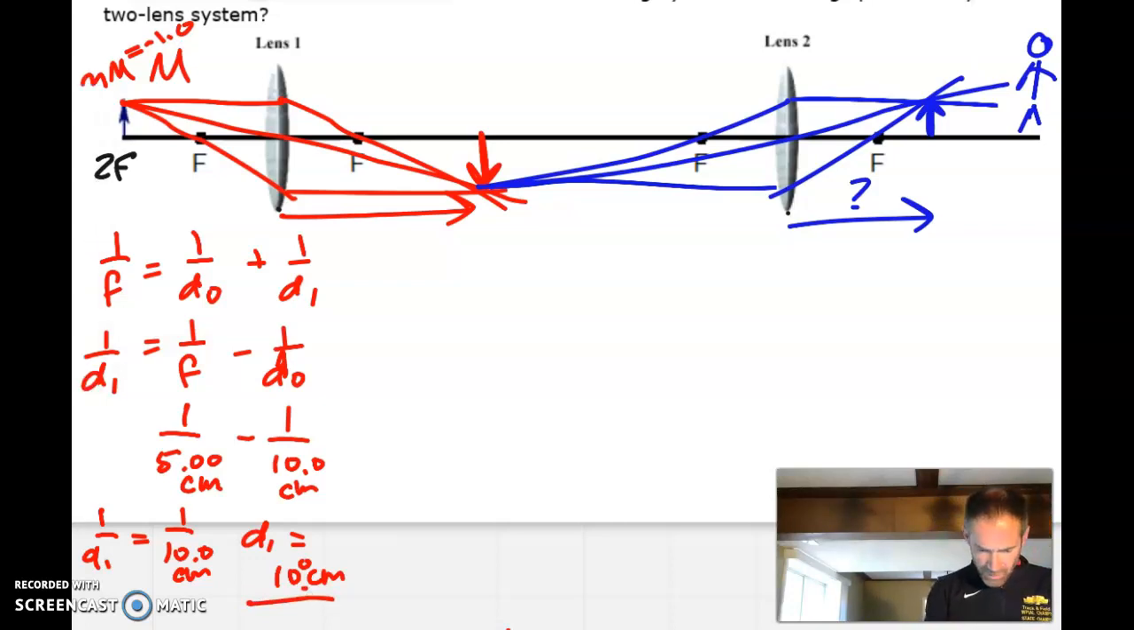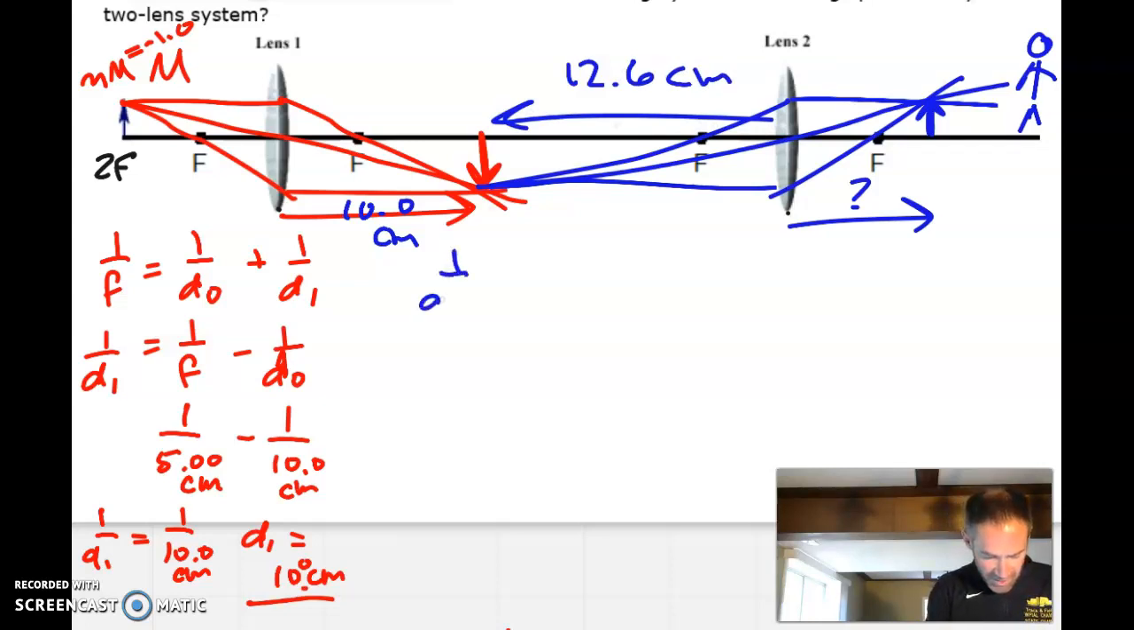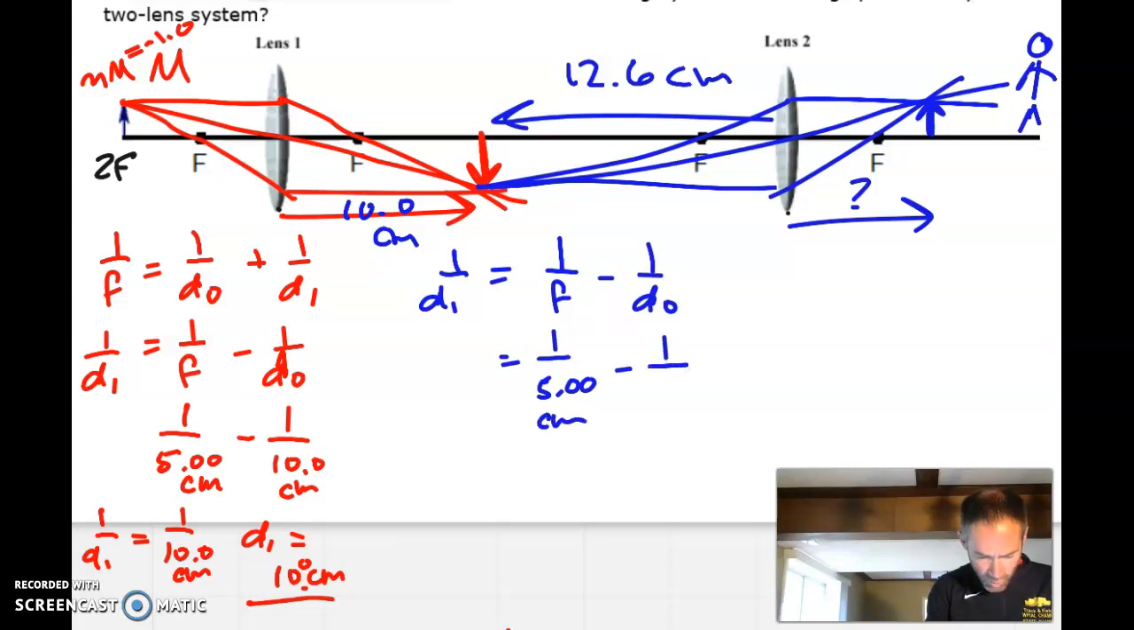Then I'm going to do the same thing over here. So now this distance is 10 centimeters. That means this distance right here is 22.6 minus 10, which is 12.6. Now that's going to be positive because it's still to the left of lens 2. And so this time I'll say 1 over DI is 1 over F minus 1 over DO, or 1 over 5 minus 1 over 12.6 centimeters.